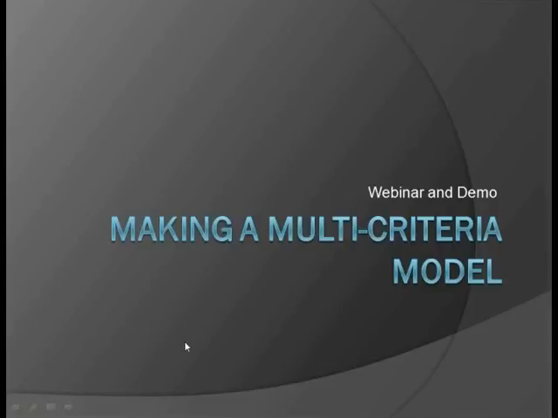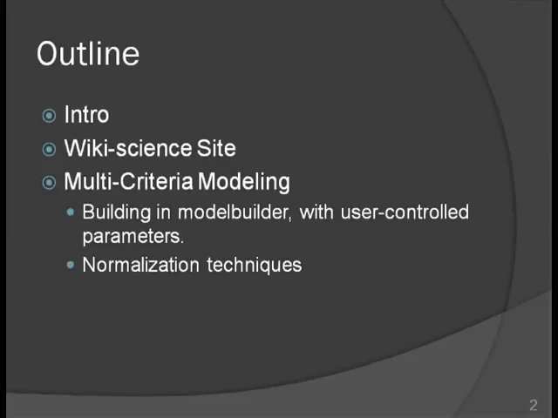Okay, hello everybody. This is a short replay of the introductory aspect of the webinar from last week. It didn't actually record, so here's a quick summary of it. As the title says, we're going to focus today's webinar on making a multi-criteria model. But since it's also the first webinar, we'll do some introductory material as well. After that, we'll briefly introduce the WikiScience experimental site, and then get into the demo.